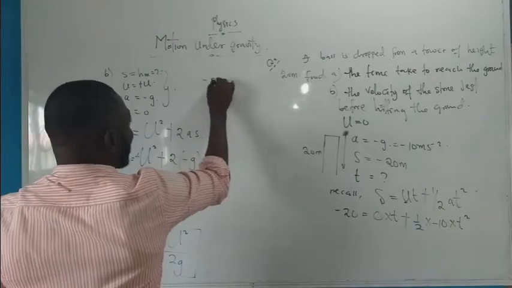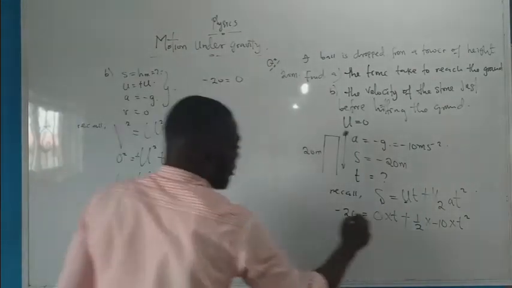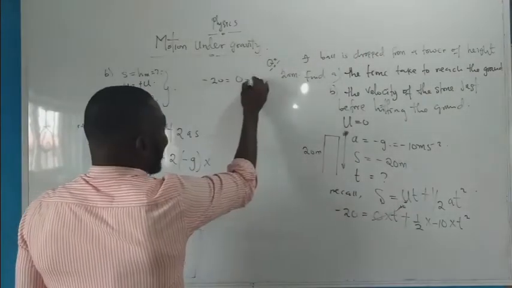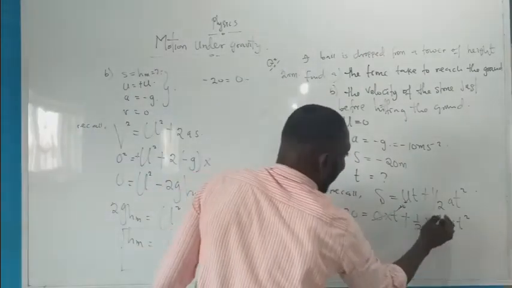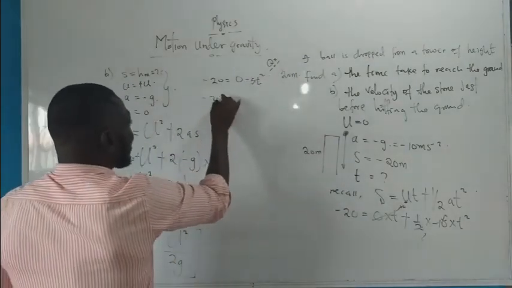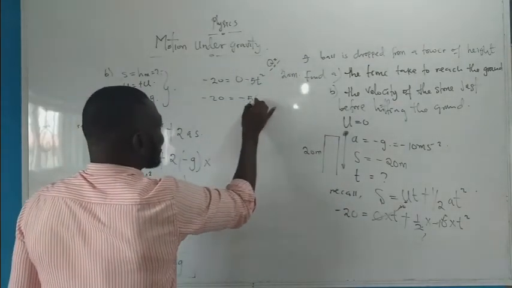That gives minus 20 equals 0. Everything that will give 0. Plus times minus, that's minus 5t squared. Okay? Minus 20 equals minus 5t squared.